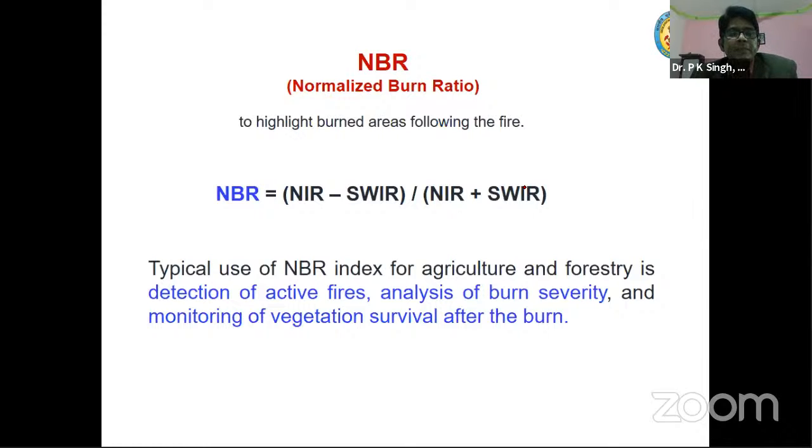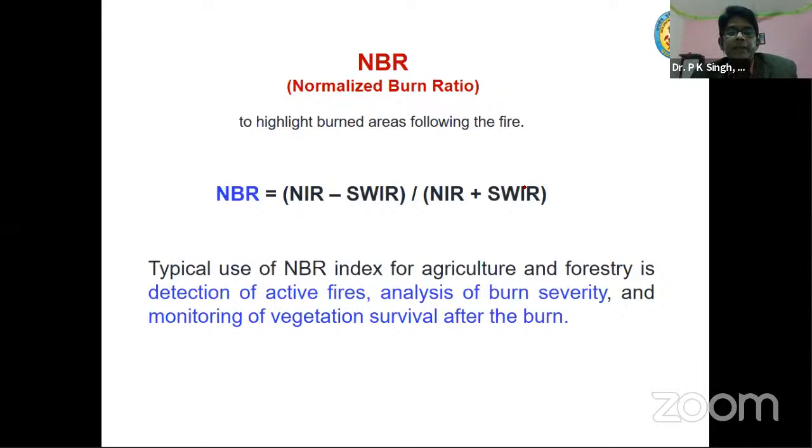So NBR is simply NIR minus short wave infrared. Here, see here, the short wave infrared part has come. You know, the near infrared band is actually from 750 up to 2500 nanometer. So that whole zone is very useful, especially in the right side zones.